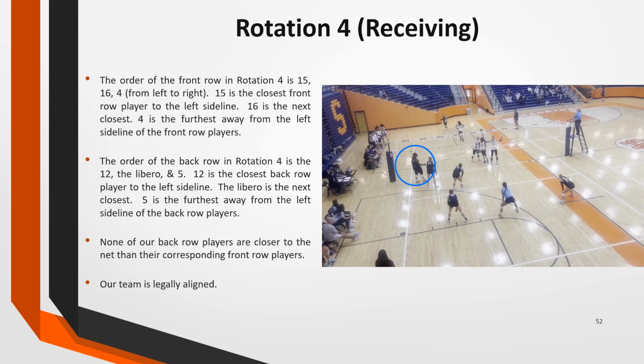And it's very obvious that none of our back row players are closer to the net than their corresponding front row players, because all of our back row players in this particular image are behind the attack line. All of our front row players are above the attack line. So it's clear that all our front row players are closer to the net than their corresponding back row players. On this rotation 4 for our receiving team, they are legally aligned.